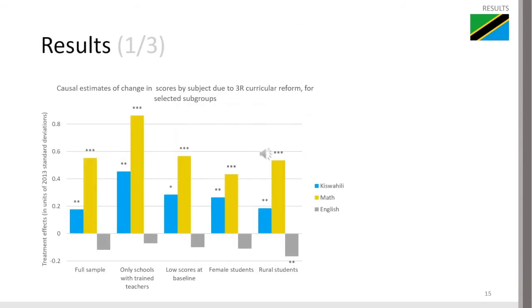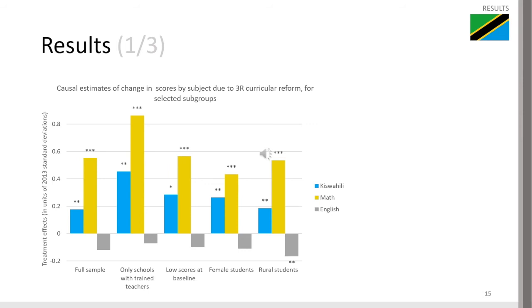We can now look at heterogeneity by a number of factors. We first look at heterogeneity by a proxy of implementation fidelity, which is whether or not the schools had teachers trained in the new curriculum. And when teachers were trained in this new curriculum, the treatment effects of the reform were much larger. So, for example, Kiswahili effects go up to now 0.45 of a standard deviation.